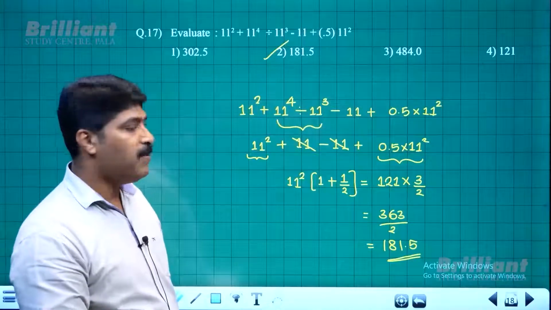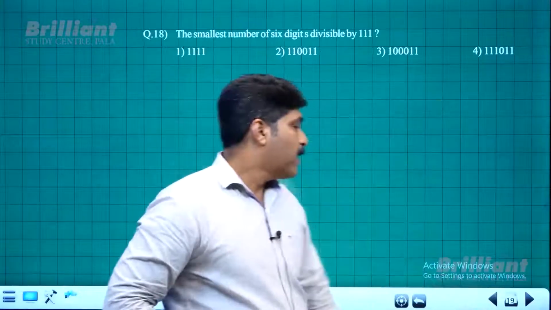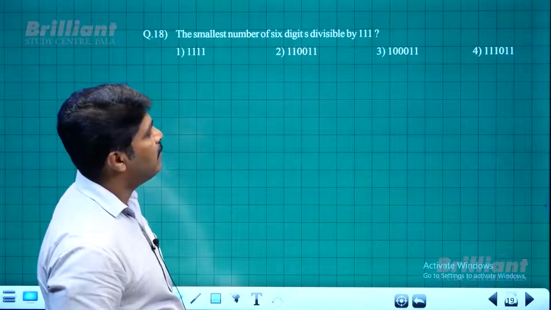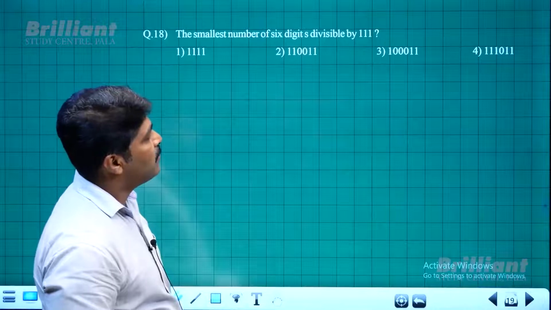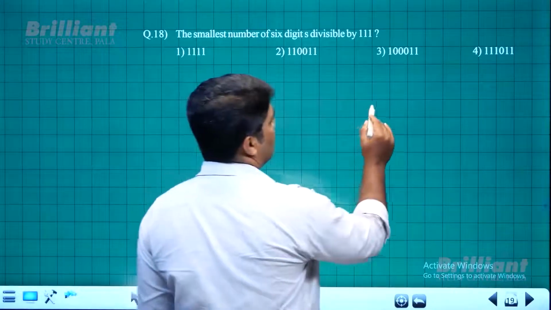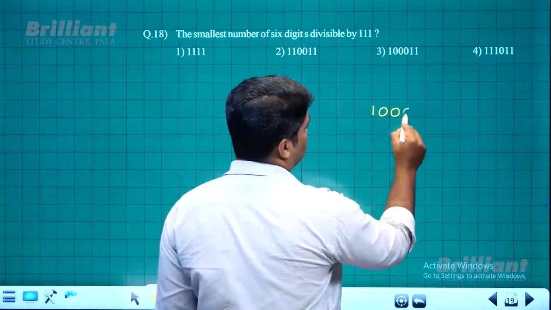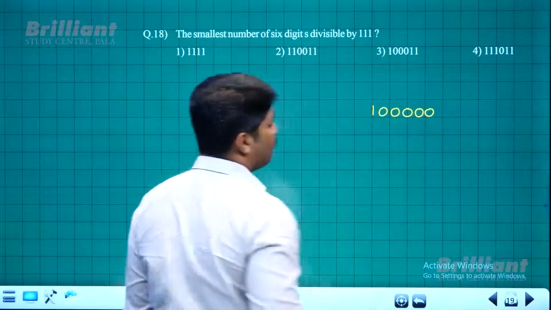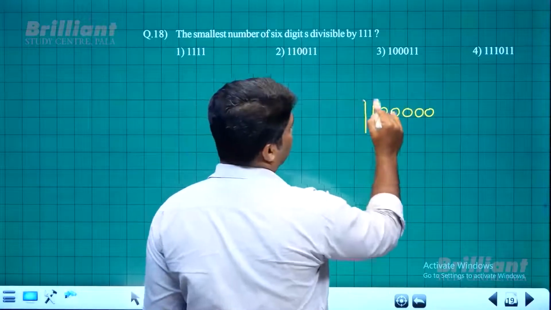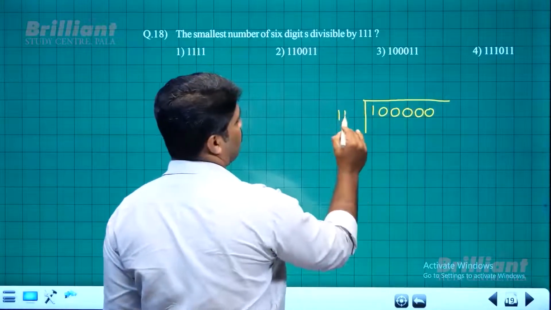That is 181.5. The next question, the smallest number of 6 digit divisible by 111. So what do you want to do? You just consider the smallest 6 digit number. This is the smallest 6 digit number. Then you just divide it by 111.